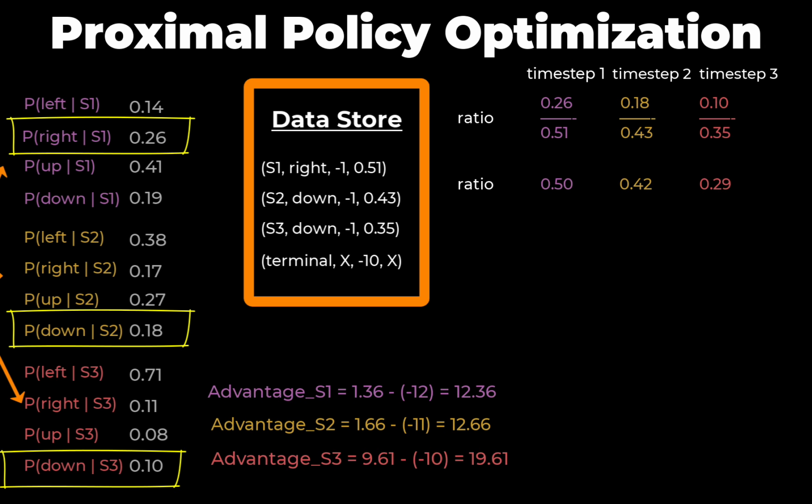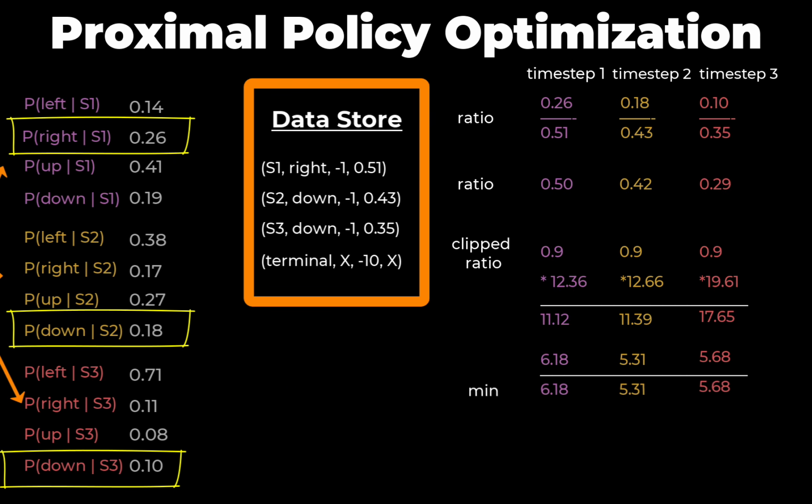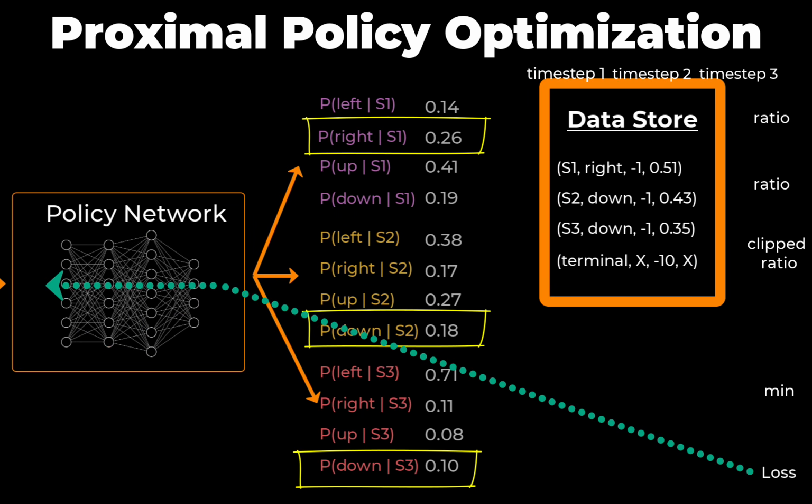Okay. Nice. Next, we take the probability ratio and we'll clip it to ensure that we're not changing the network too much. We multiply this by the advantage, and so now for every time step we have two values. We'll take the minimum of these values, and then when we take the average of the values across the batch, we'll get a single number. This single number is our loss that is backpropagated through the policy network.